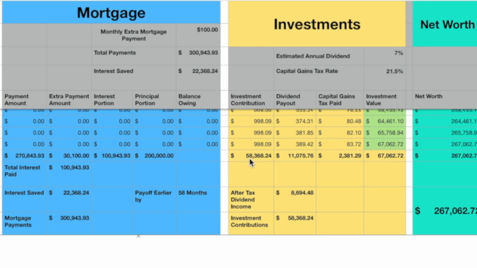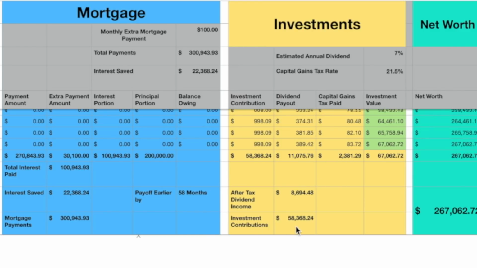And the investment contribution, we've put $58,000 in there. The dividends returned have been $11,000. We've paid $2,300 in tax. So we have a total investment value of $67,000. So the after-tax dividend income is around $8,600. That's the dividend payout minus the tax. That's how this number is calculated.